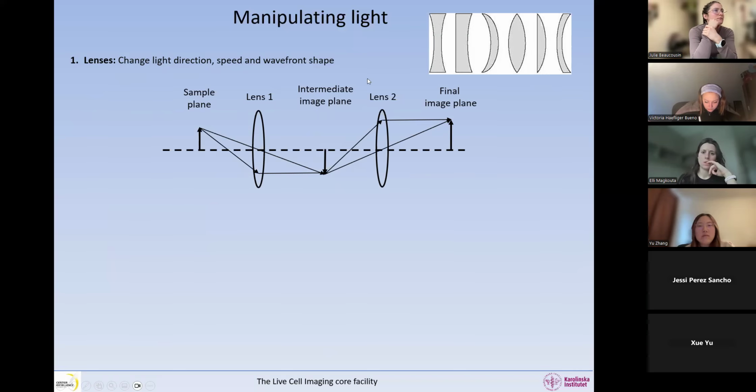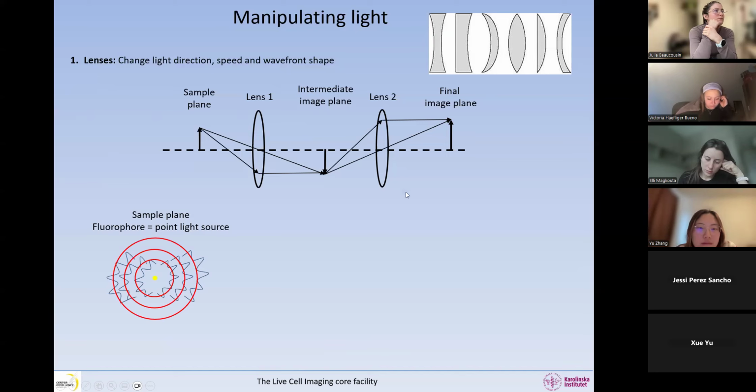And so we have something called the intermediate image plane. So we have an image here, and we have the final image plane, which is another image. So here we have our object, here we have an image, and here we have another image. Okay, this you may remember from your classes.